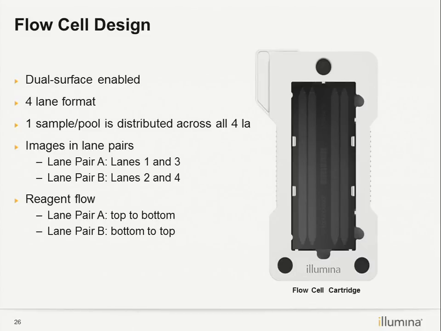So, it's a dual surface flow cell. What we mean by dual surface, imagine in a flow cell, if I cut it over, we have a plastic in the upper layer and the lower layer, right? And the fluids are going to flow through in the middle. And the clusters actually form from here, the top surface. So we'll have the clusters here, but we will also have clusters in the bottom surface. And that's what we call dual surface. So we have two surfaces that contain clusters.